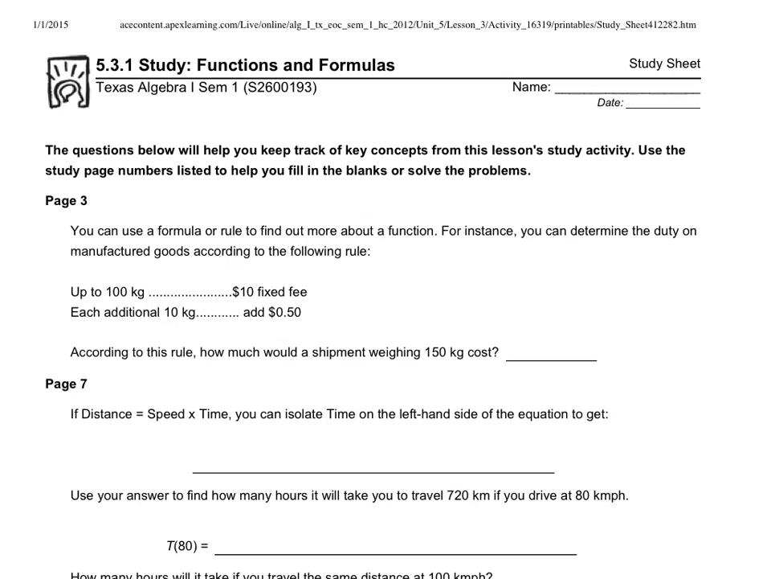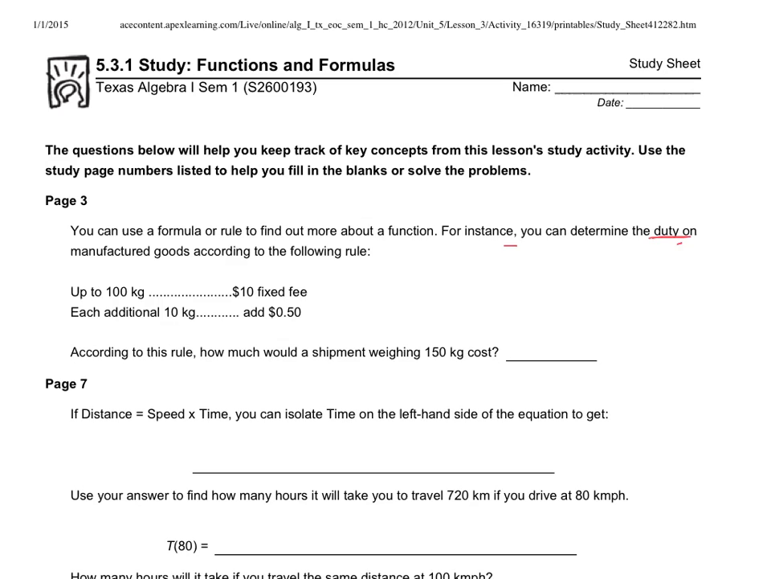Alright, so we're continuing to learn about functions and formulas, and you can use a formula or a rule to find out more about a function. So, for instance, you can determine the duty on manufactured goods according to the following rule. A duty would be like a fee that you have to pay on goods.